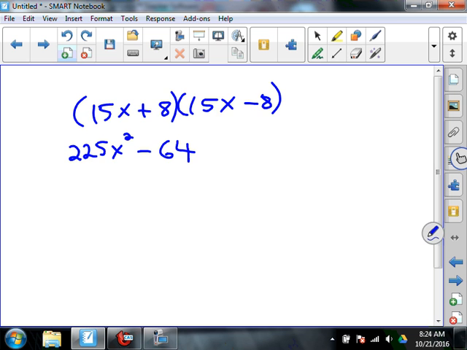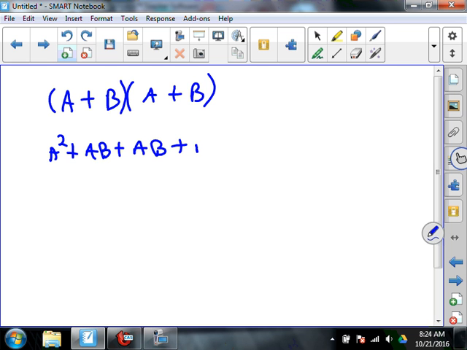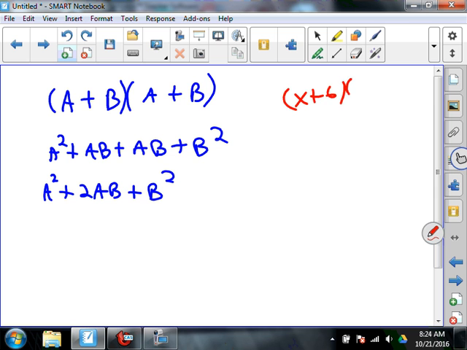There's another special product. It says if we have something and we multiply it by itself, we have a squared plus 2ab plus b squared. We still get three terms, but the middle term is twice the product of the terms in the binomial. If we had something like x plus 6 times x plus 6, we're just going to double the product of this for our middle term.